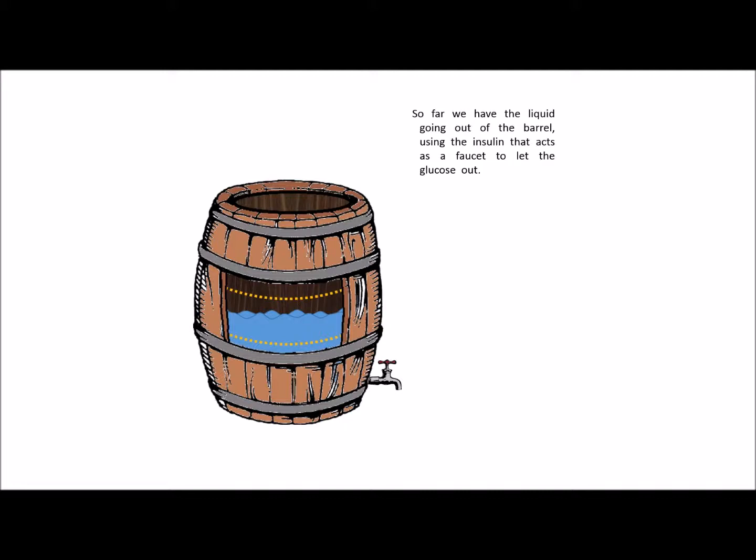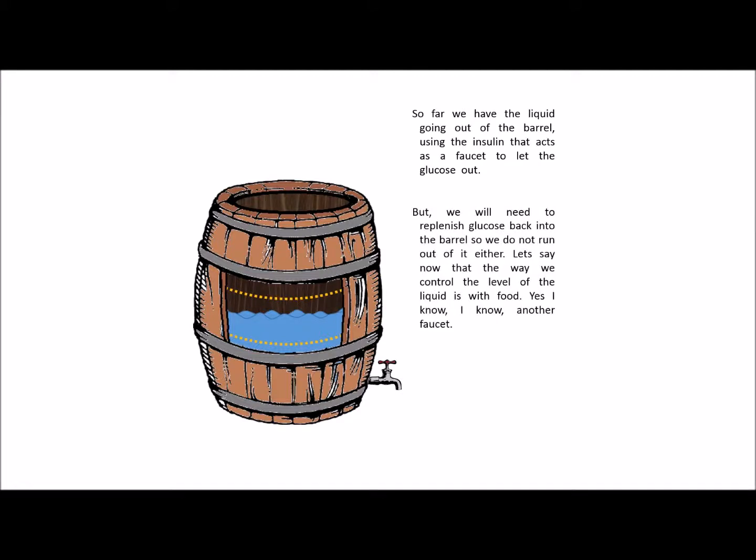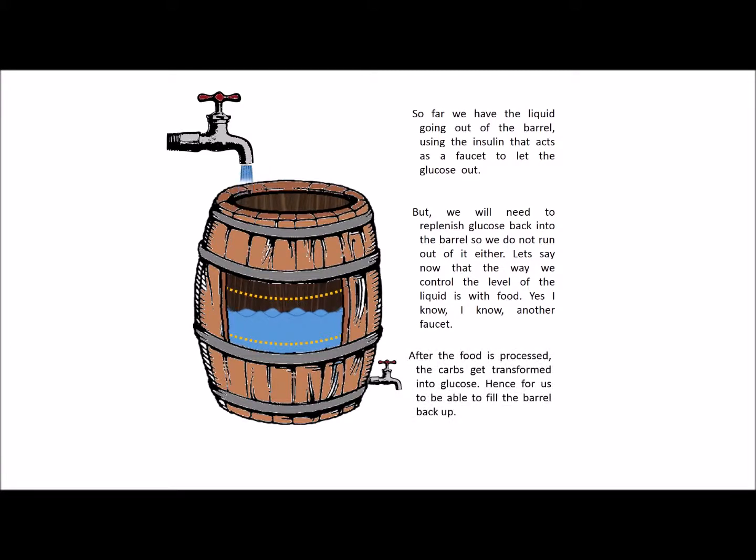So far, we have the liquid going out of the barrel, using the insulin that acts as a faucet to let the glucose out. But we will need to replenish the glucose back into the barrel so we do not run out of it either. Let's say now that the way we control the level of the liquid is with food. Yes, I know, another faucet. After the food is processed, the carbs get transformed into glucose, hence for us to be able to fill the barrel back up.